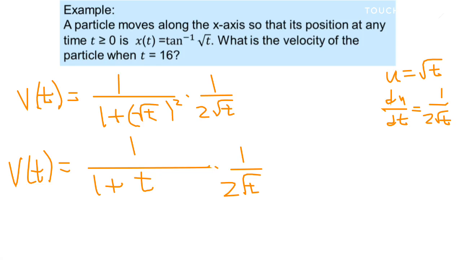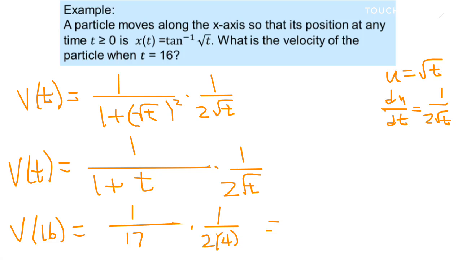Do not waste your time trying to get a common denominator or simplifying. That answer is perfect. We'll answer the final question, which is what is v of 16? That's going to be 1 over 1 plus 16, which is 17, times 1 over 2 times the square root of 16, which is 4. So 1 over 17 times 8.